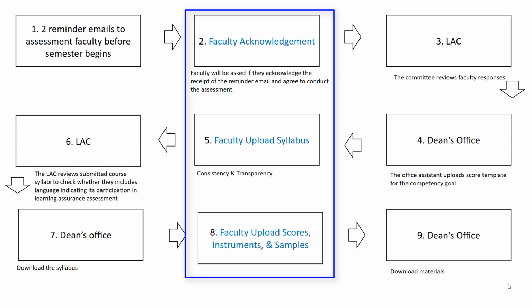Before the semester begins, faculty assigned to assess student learning will receive 2 reminder emails from the dean's office. While no immediate action is required upon receiving these emails, the Learning Assurance Committee encourages you to review the competency goal assigned for assessment, identify assignments that can be used for this purpose, and ensure learning objectives of the competency goal are reflected in your course syllabus. I will explain the 3 steps one by one in the subsequent slide pages.